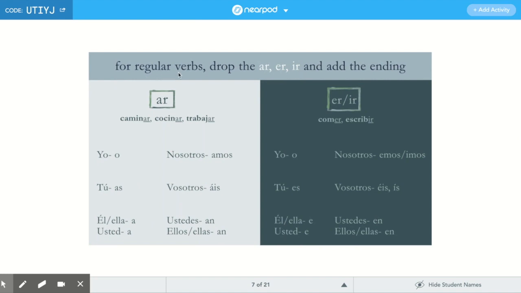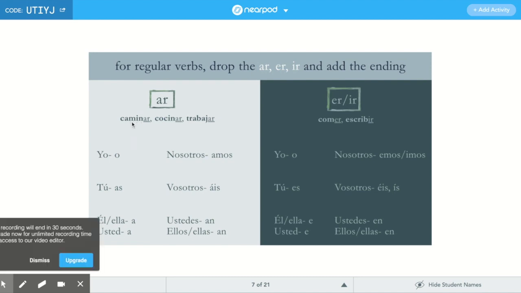So for regular verbs, which means that if a verb is regular, it will always follow this pattern. For regular verbs, we drop the AR, ER, or IR ending, and we add the ending that goes with the subject of the sentence. So some examples of AR verbs would be caminar, cocinar y trabajar, to walk, to cook, to work. And these are the endings that we would replace with this underlined part right here. Okay, so the bolded part of the word is considered the root of the word, and the underlined part would be the ending. So just keep that in mind.